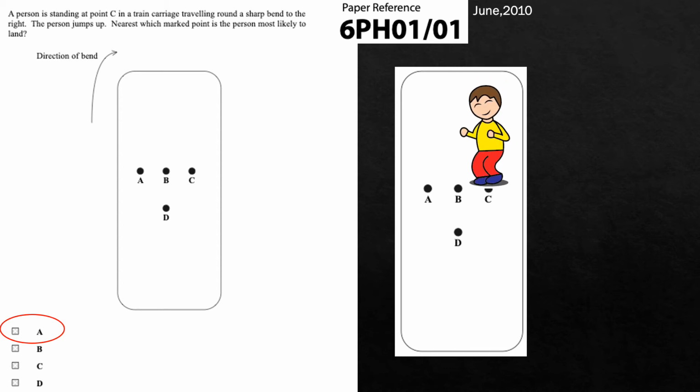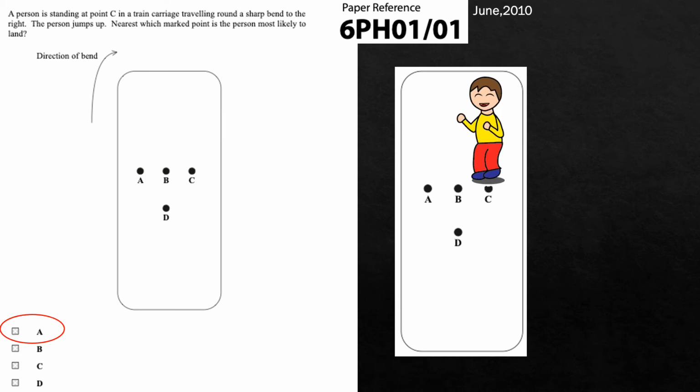Problem 4. A person is standing at point C in a train carriage traveling round a sharp bend to the right. The person jumps up. Nearest which marked point is the person most likely to land? There are four answers given, A, B, C, and D. I've added an interesting animation for you to understand the answer to this problem. So let's have a look.